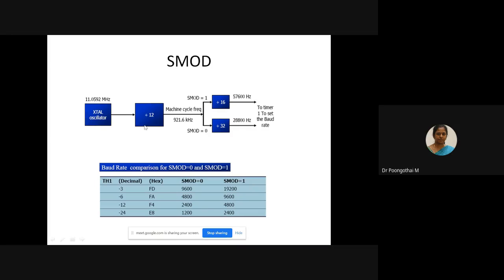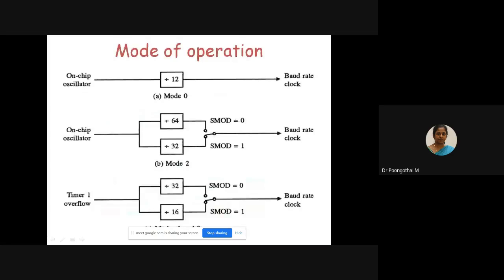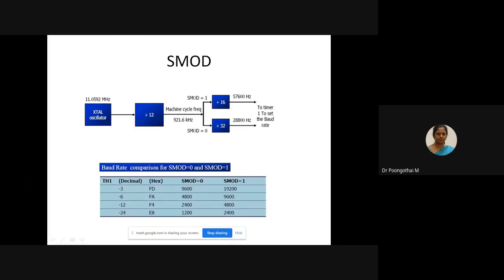It is divided by 12. So your machine cycle frequency is 921.6 kilohertz. If SMOD is 0, according to the architecture, the UART circuitry divides this machine cycle frequency by 32. So this is the default value, 28,800. This can be generated by using your Timer 1 mode. Suppose we set SMOD equal to 1, it is divided by 16 alone.